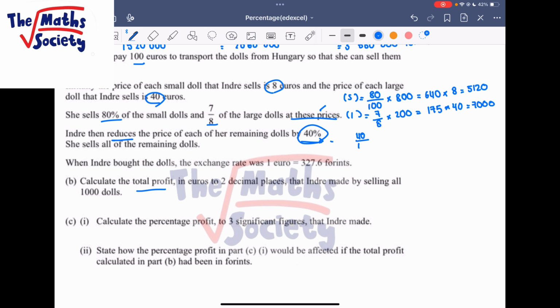So that would be 40 by 100. For the small one, it was originally 8 euros, so she reduced them by 3.2. So that would be 8 minus 3.2, and she was now selling them at 4.8 euros. And for the large, it was also reduced by 40 by 100 multiplied 40. It means she reduced by 16 euros. That means she was selling them at 24 euros now.